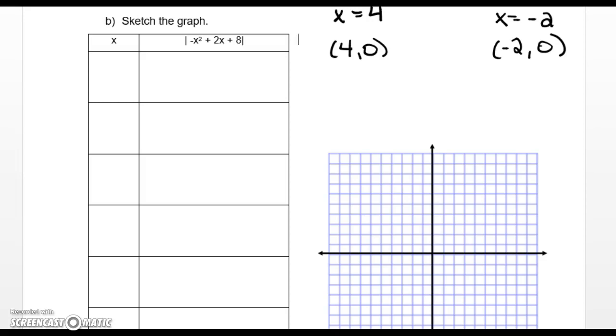So in the first part of this question, we were looking at an absolute value function, and we had found the x and y intercepts. So now what we need to do is sketch the graph of that actual function.